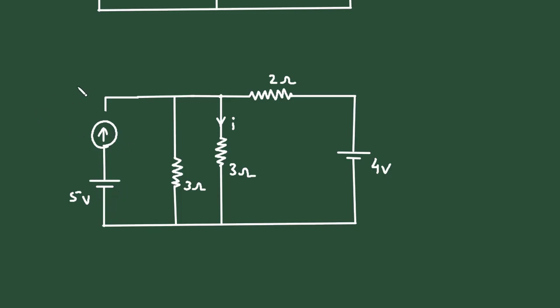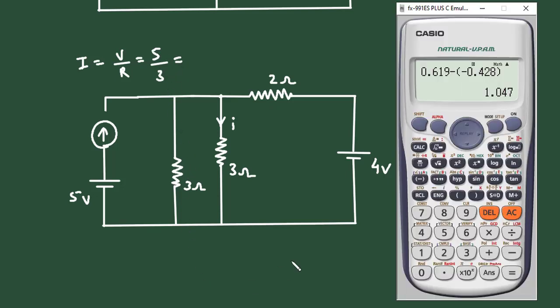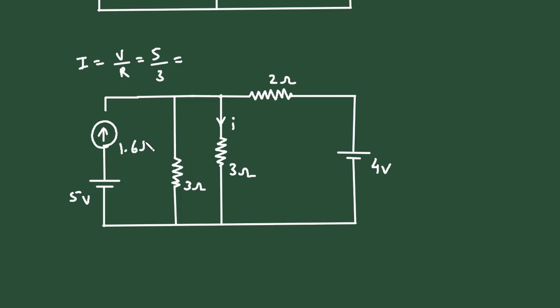Now current I is equal to V by R. The value of voltage is 5 and the value of resistance is 3. So it will be 5 divided by 3, which is 1.6 ampere. So it will be of 1.6 ampere. Now we can erase this voltage source.